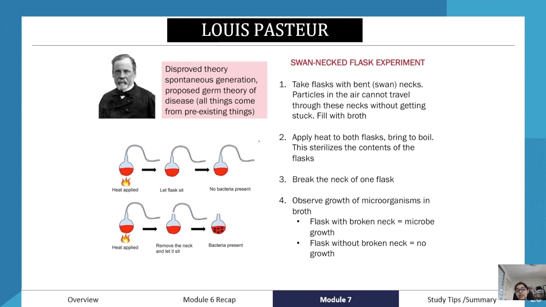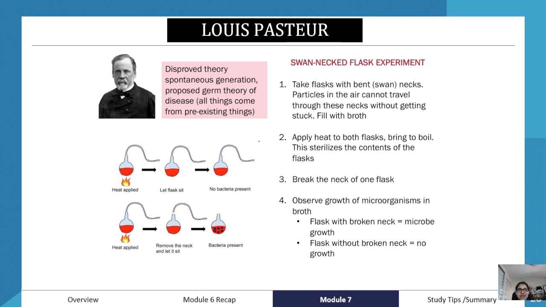So the first scientist that we're looking at is Louis Pasteur, and he is important because he disproved the theory of spontaneous generation. People used to think that bacteria or pathogens just spontaneously infect things. He instead said that it's not just happening randomly out of nowhere, there's a reason for it. And he proposed the germ theory of disease, which says that all things come from pre-existing things.